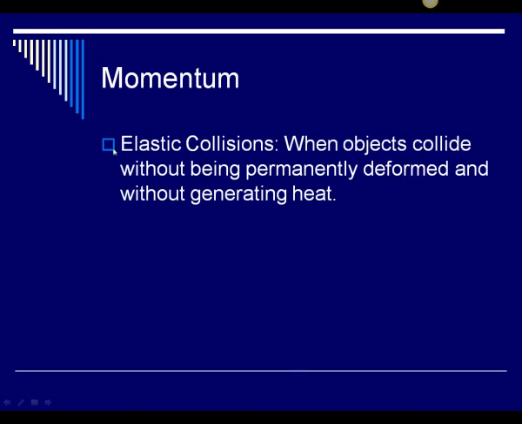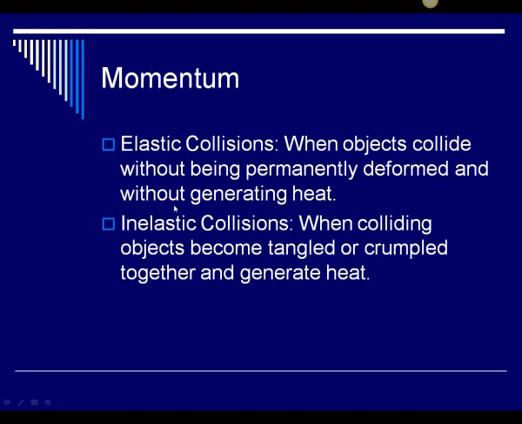All right, the first type of collision I want to talk about is an elastic collision. This is when objects collide without being permanently deformed and without generating heat. This is like your billiard balls hitting each other. They hit each other, they bounce off, they don't deform, they don't get cracked or anything, and they do not generate any heat. That is the key thing with elastic collisions. They hit and bounce off one another.